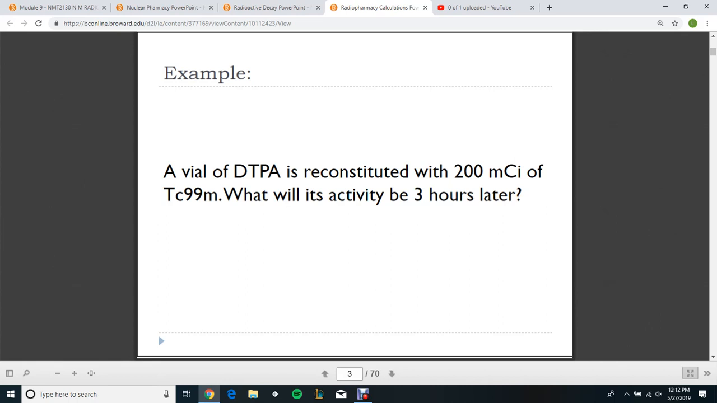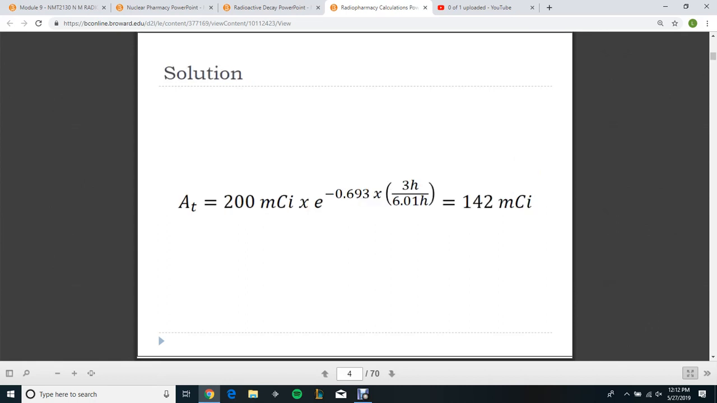A vial of DTPA is reconstituted with 200 millicuries of technetium-99m. What will its activity be 3 hours later? The activity at time t is equal to 200 millicuries times e to the negative 0.693 times 3 hours over 6.01 hours, which is equal to 142 millicuries.